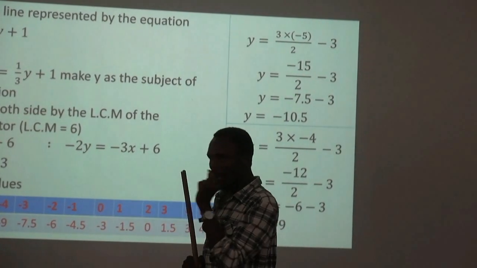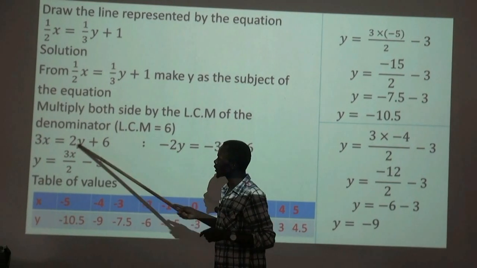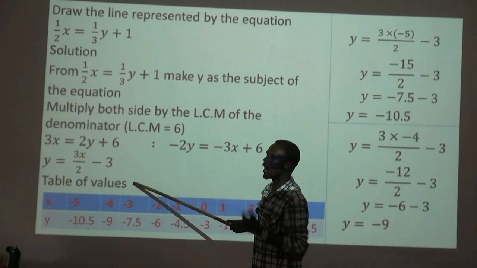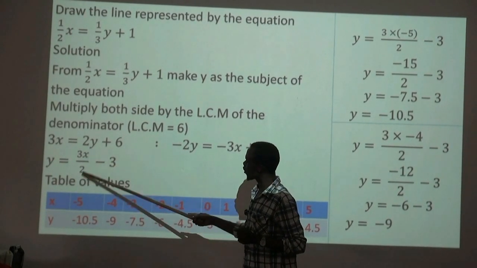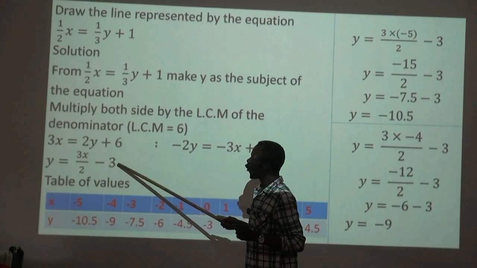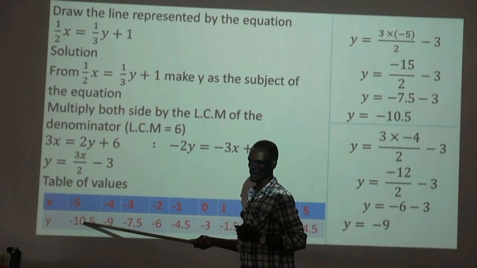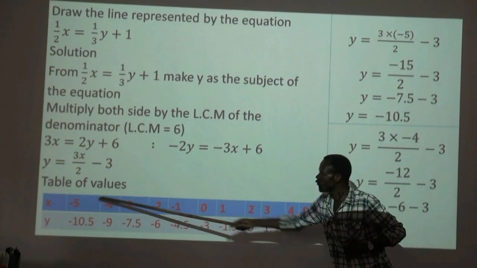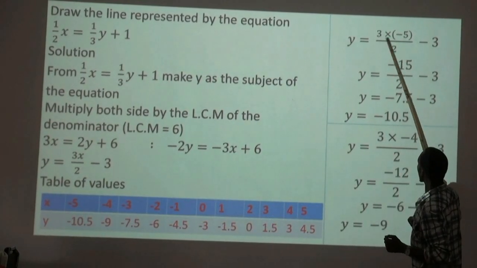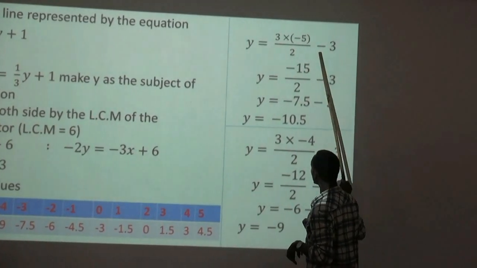After that, from the equation, I can now substitute the value of x. Here there is 3x over 2 minus 3. Where there is x, the value of x is negative 5. Now the value of y is what? As x is negative 5, it means 3 times negative 5 over 2 minus 3.